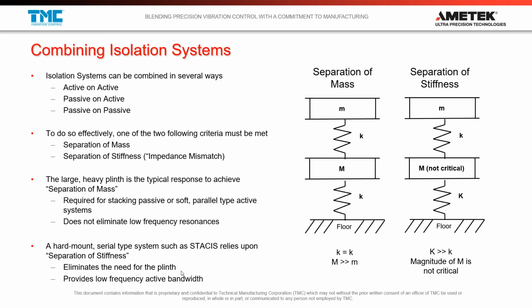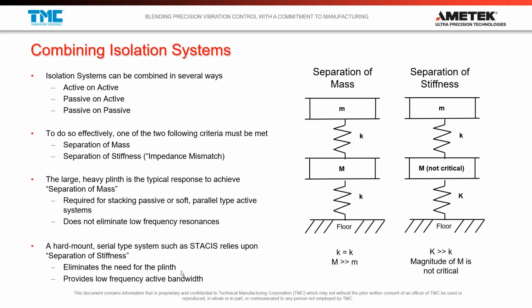And there's a lot of considerations, but really, when you come down to it, you really need to do one of two conditions. You need to have a separation of mass or a separation of stiffness. In a separation of mass, this is an example where you might have a large inertial block, like the plinths that you might see at some locations. And actually, I'll talk about that in the next couple slides.